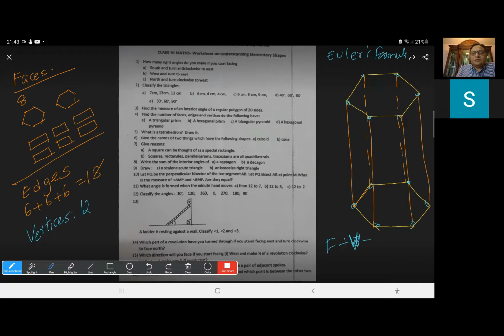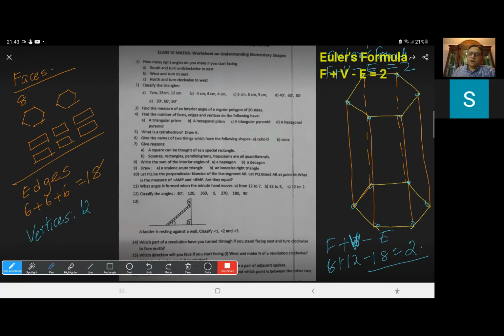Minus edges. So 8 plus 12 minus 18, right? So 20 minus 18 is 2. So it works, correct? So basically, you have to check your formula, which is faces plus vertices minus edges should be equal to 2. Is this clear to you?